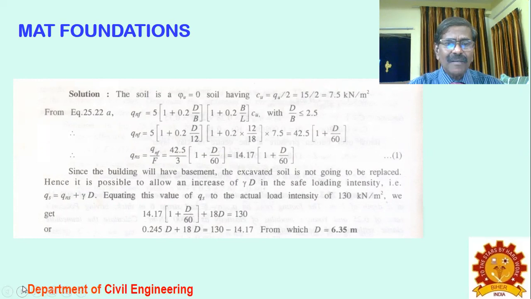Since the building will have a basement, the excavated soil is not going to be replaced. Hence, it is possible to allow an increase of gamma d in the safe loading intensity. So gamma df is equal to gamma d, and equating this value, where qs is the actual load intensity of 130 kilonewton, we get a value of d equal to 6.35, and that's how mat foundations are designed.